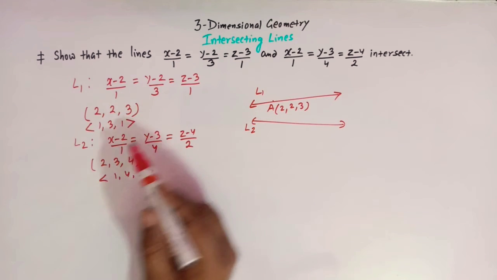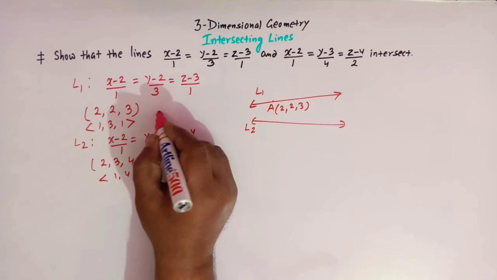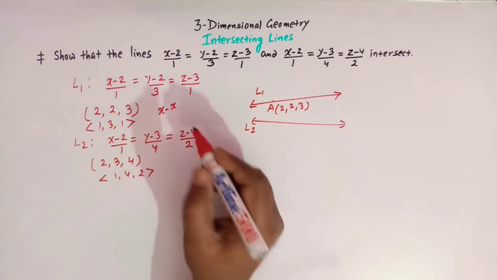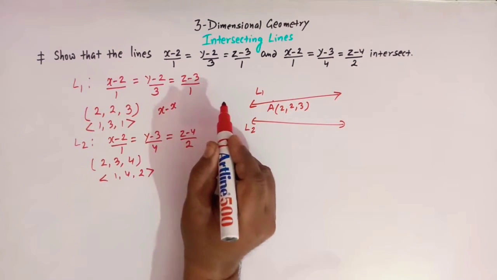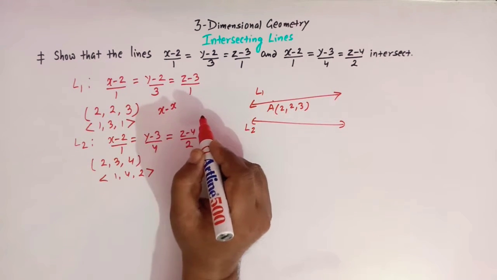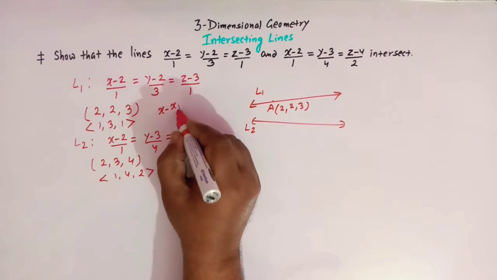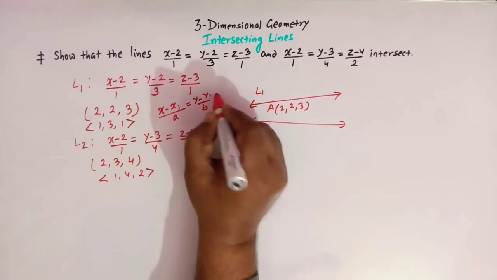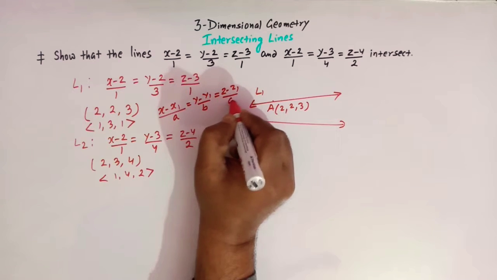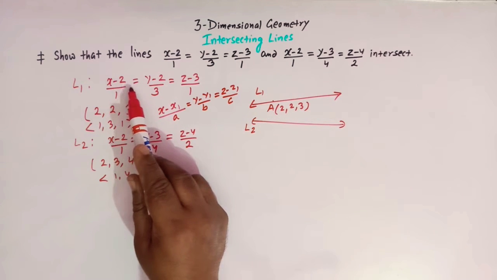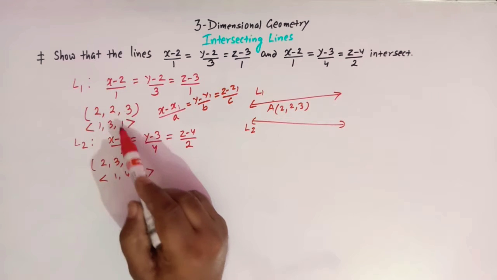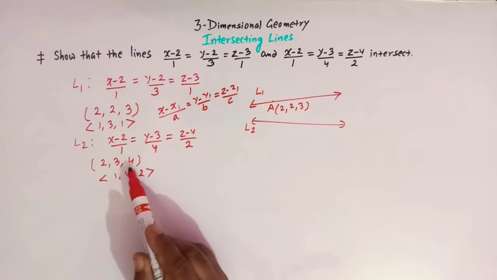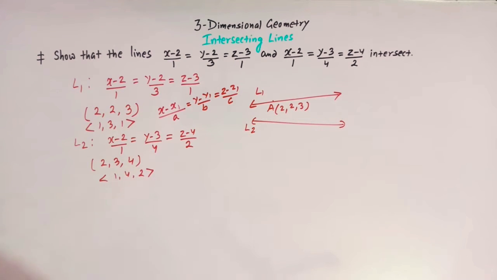We have written these results because we know that the equation of a line in 3 dimensions passing through (x1, y1, z1) and having direction ratios a, b, c is given by (x minus x1)/a = (y minus y1)/b = (z minus z1)/c. So we have compared each line with this form and got these results.